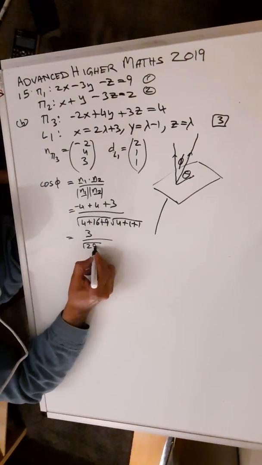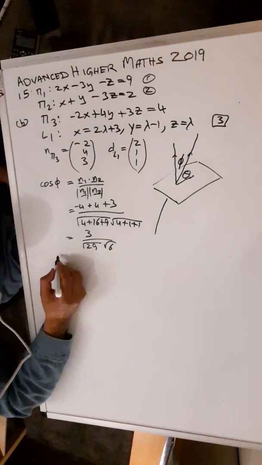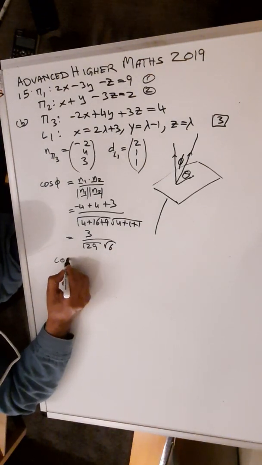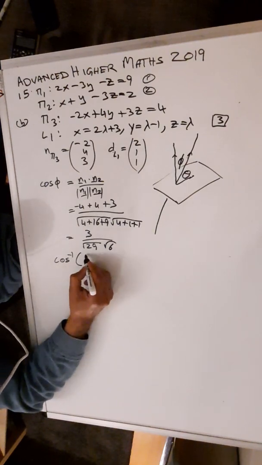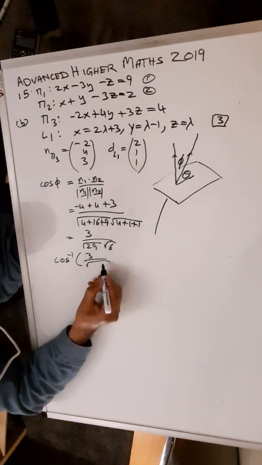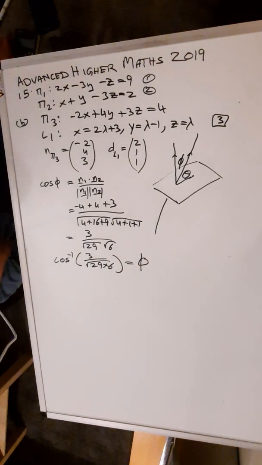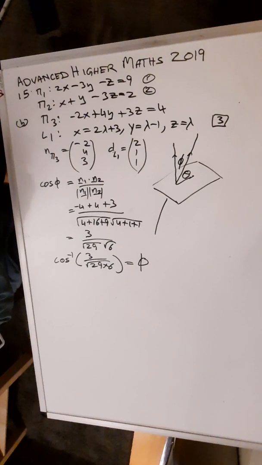29 and root 6. So for the angle that you're going to find, you need to do a shift cos of this: 3 over square root of 29 times 6. That is going to give you that angle there. And then you need to take that away from 90 degrees to get the angle between the line and the plane.